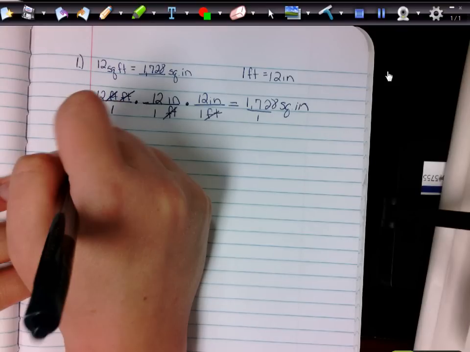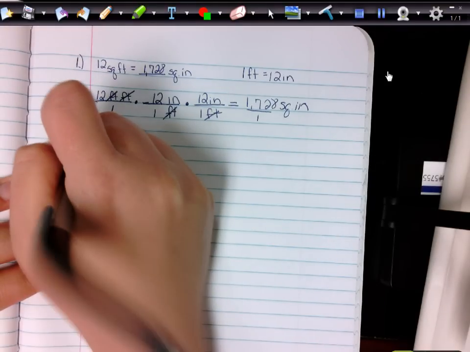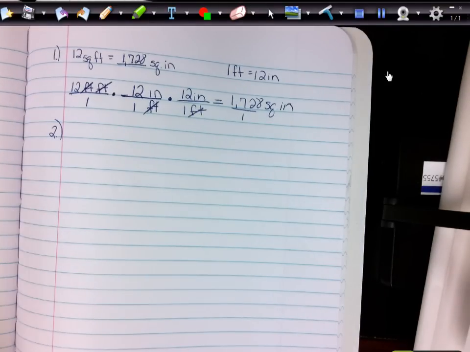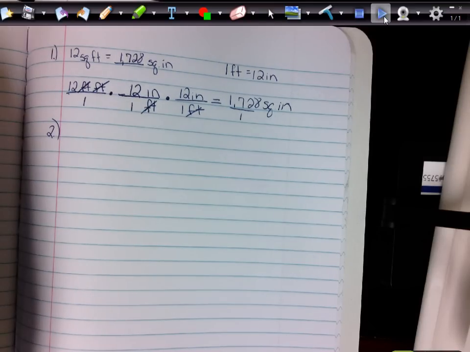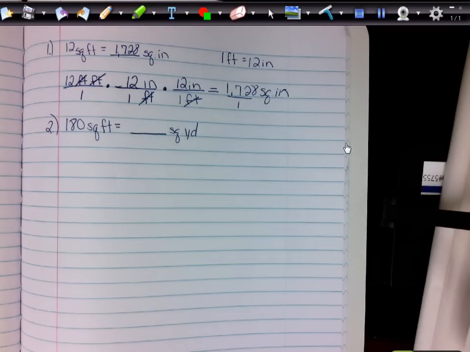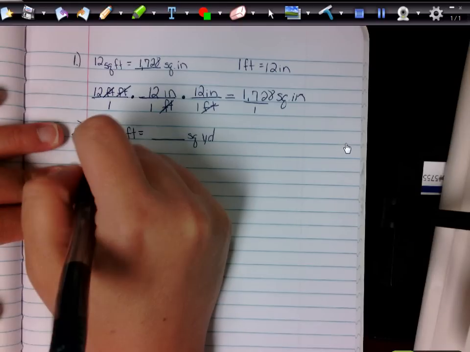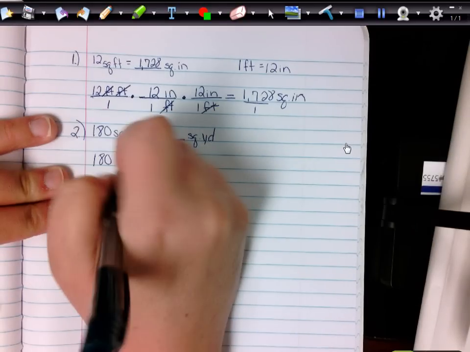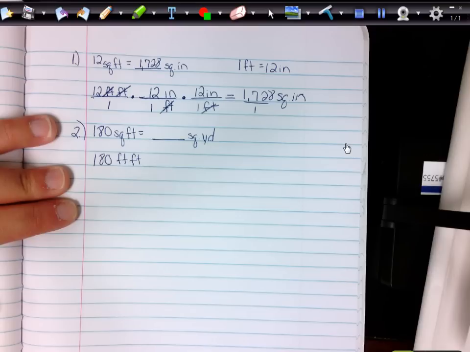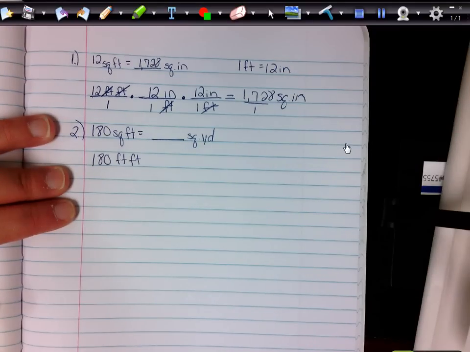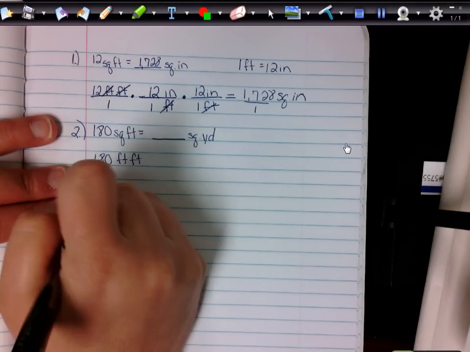Okay, we're going to go ahead and write down number 2. All right, number 2 says 180 square feet equals blank square yards. So here we're wanting to go from square feet to square yards. Okay. So again, first of all, I'm going to put 180, and square feet is feet, feet. Again, just like x squared is x times x, feet squared is feet times feet, all over 1.